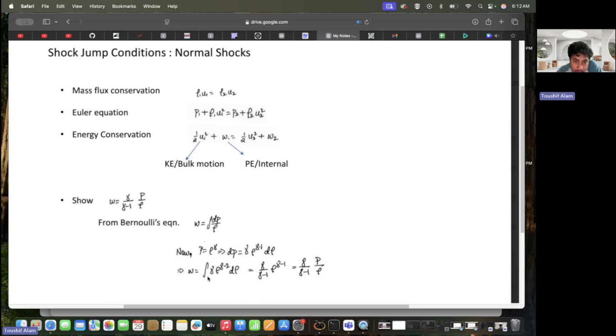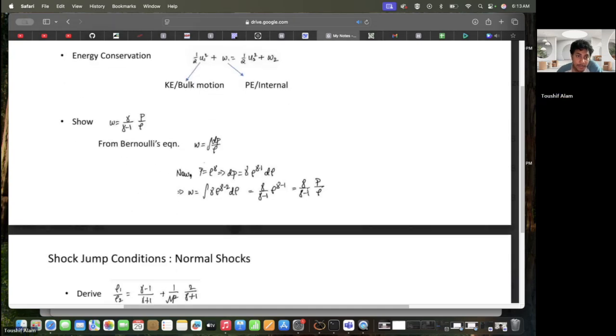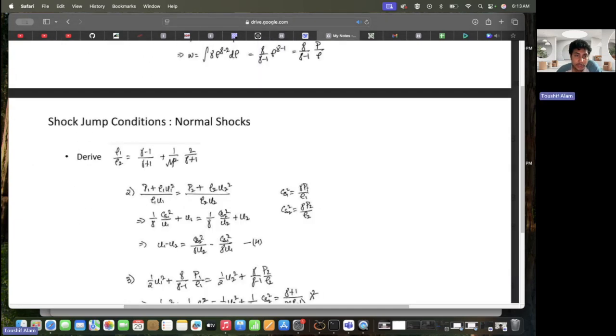So then omega will be gamma rho to the power gamma minus 2 d rho. That is gamma by gamma minus 1 rho to the power gamma minus 1. Rho to the power gamma by rho, rho to the power gamma is P. You can consider C also here, but that doesn't matter because C will be just a constant. So here again it will be this only. Sorry, omega is equal to gamma by gamma minus 1 P by rho. That is the internal energy.